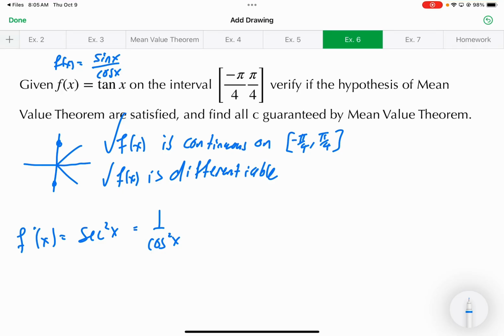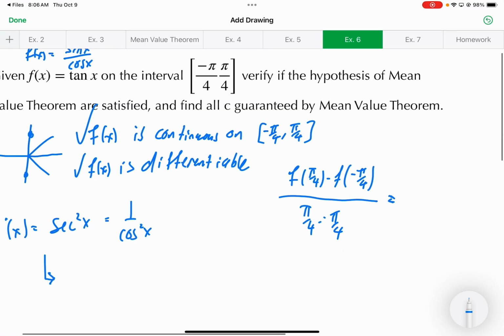All right, so I've already taken my derivative. Now I need to find what my average rate of change is so that I can set my derivative equal to that average rate of change and find the values that make that magic happen. All right, so I would want f of pi over 4 minus f of negative pi over 4 over pi over 4 minus negative pi over 4. Something tells me I'm not going to get a nice value here to set it equal to. We'll do our best, though.